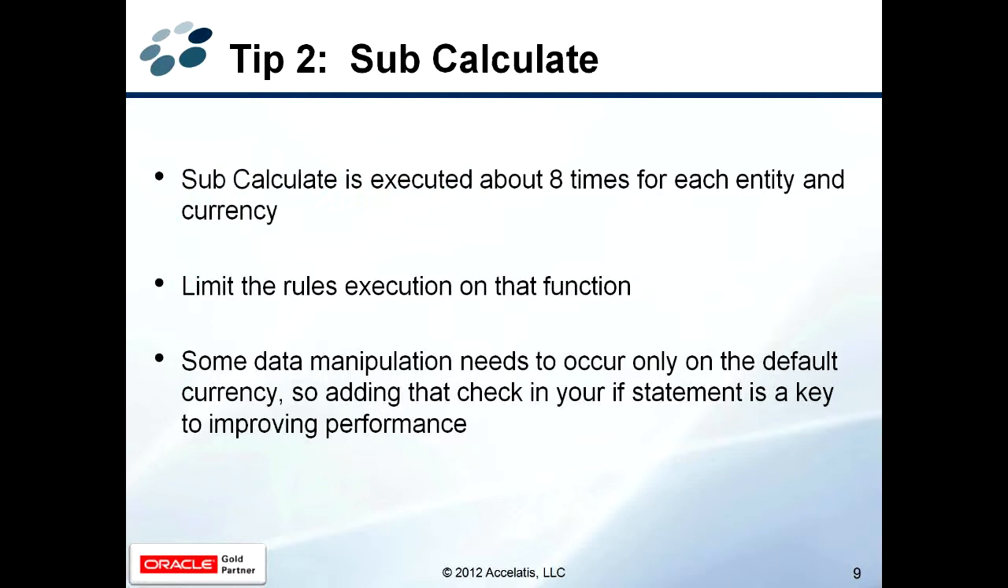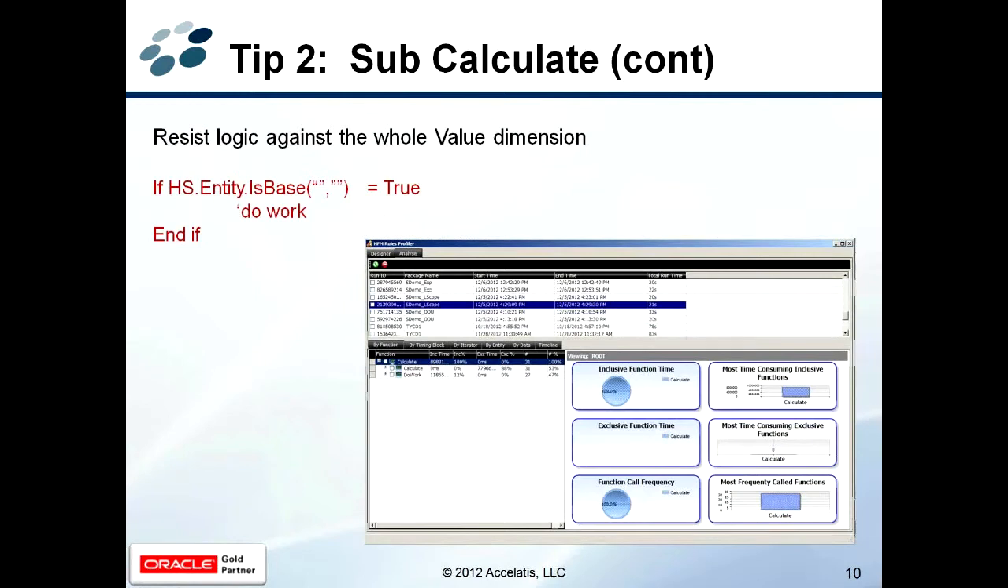Another tip is subcalculate. Again, subcalculate gets called on almost every member of the value dimension, and it should be used very wisely. So whenever you do consolidation, it should be limited to whatever you want to accomplish based on the value dimension. So if you want to do something on the entity currency, it should be done on entity and value dimension compared to entity currency.